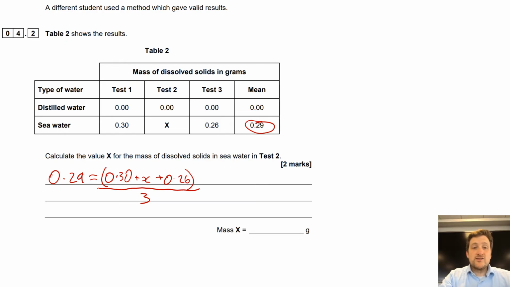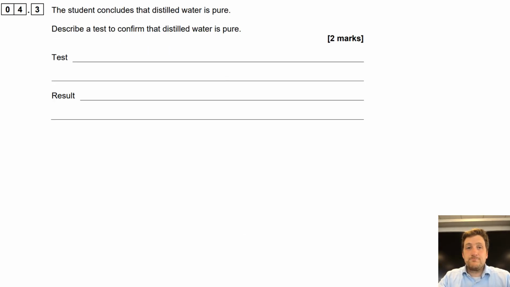Now, if we solve for x, we multiply both sides by 3, so we end up having 0.87 equals 0.30 plus x plus 0.26. And again, if we subtract 0.30 and 0.26 from both sides, x equals 0.31. And it's 2 marks because you've had to substitute the values into this formula, and then you've had to rearrange it to solve for x.